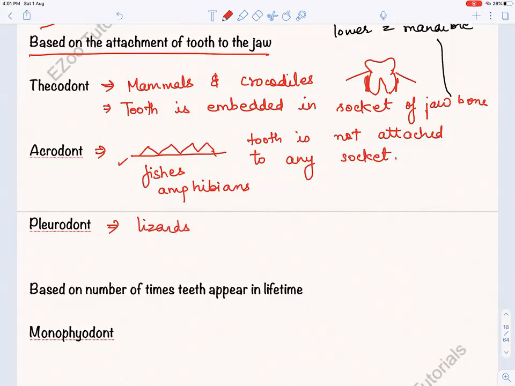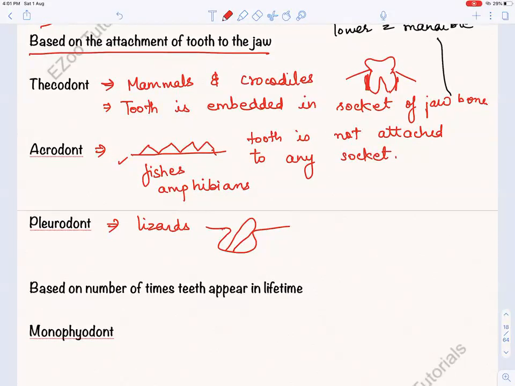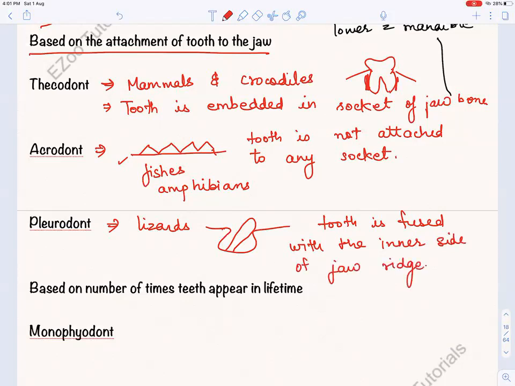The example is a lizard, and if this is the socket, the tooth is something like this. Okay, so the tooth is fused with the inner side of the jaw ridge. So the tooth is fused with the inner side of the jaw. Okay, so these are the various classifications that you need to know.